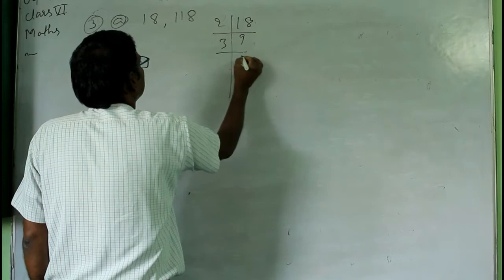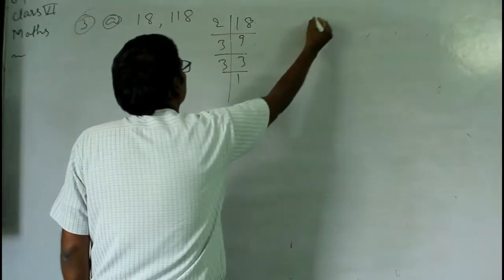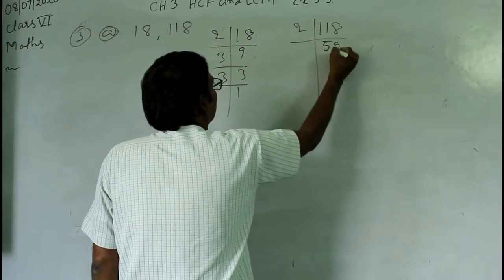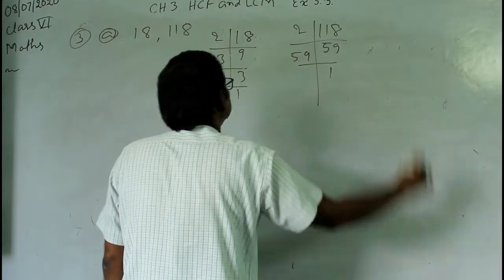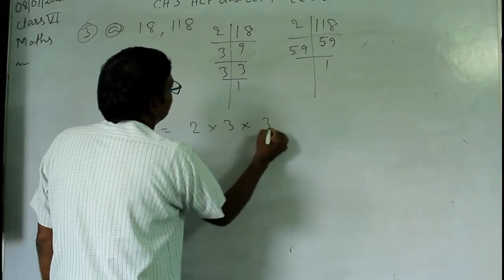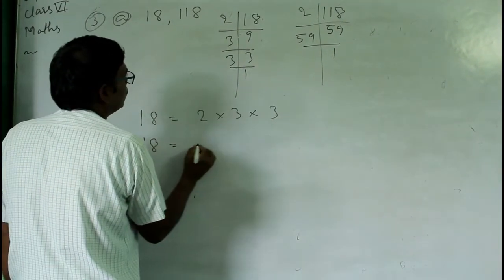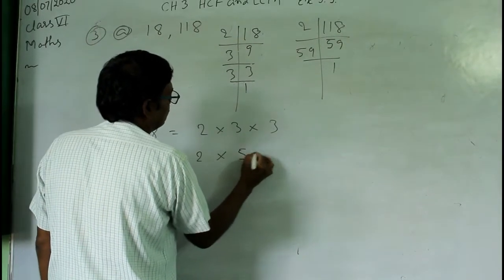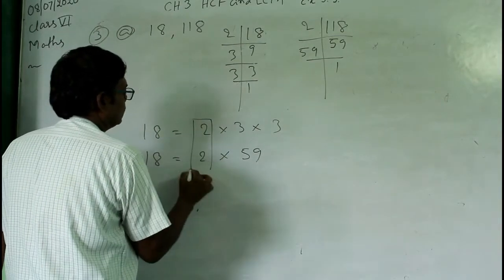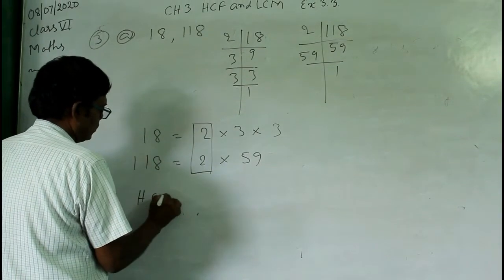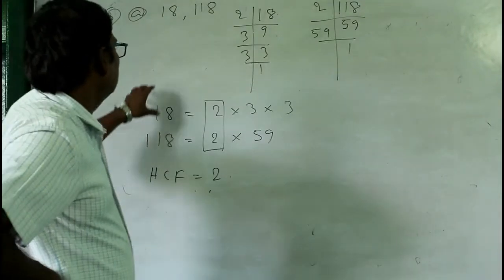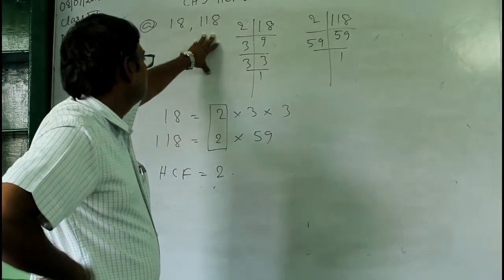2 times 18, then 3, then 3, then 1. And for 118, we will have 2. So here you will write 18 equal to 2 into 3 into 3, and 118 equal to 2 into 59. See what is common here. You have only this much common here. So you will write that HCF equal to only 2.